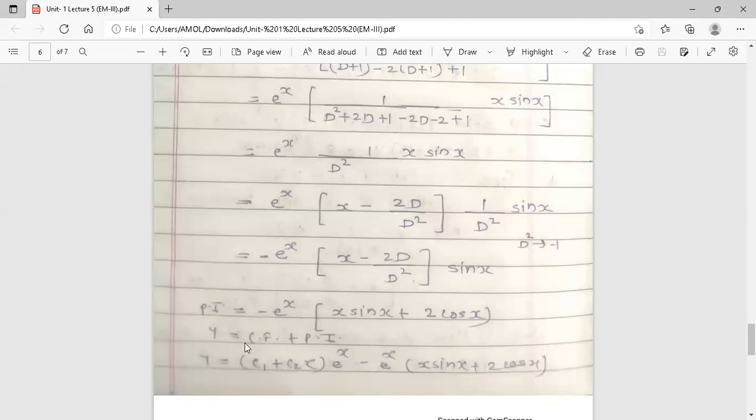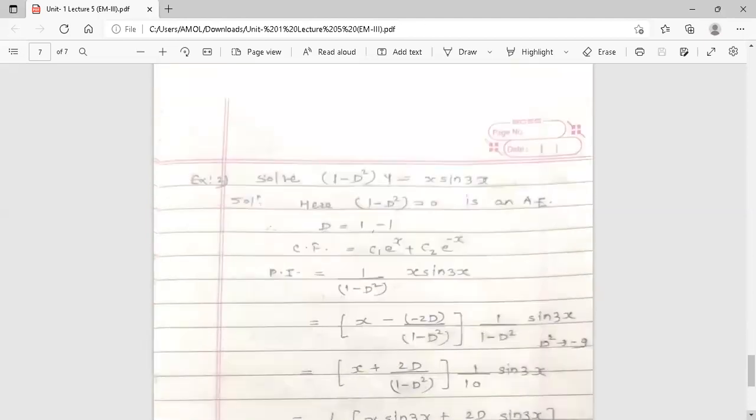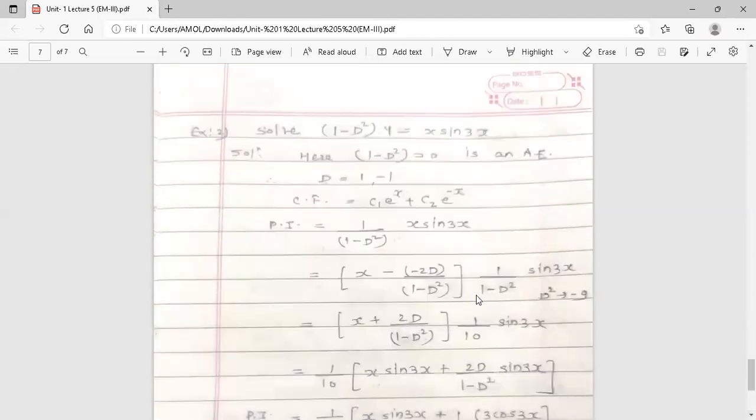And so the general solution is y is equal to cf plus pi. Cf is here c1 plus c2x into e raised to x, minus the pi is here minus e raised to x in bracket x sin x plus 2 cos x. So this is your answer for the example. Now next example, solve 1 minus d square into y is equal to x into sin 3x.